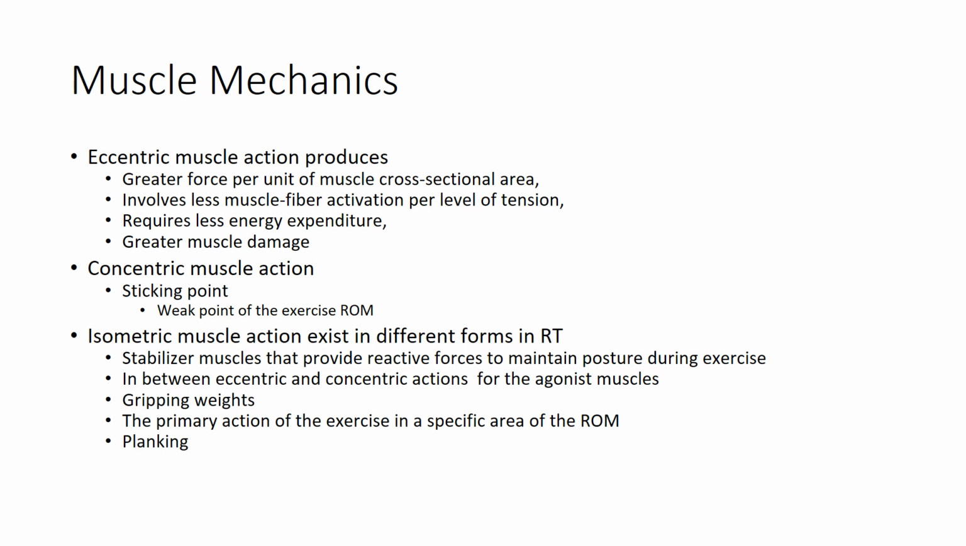a range of motion. You'll have isometric muscle actions when gripping weights, or as the primary action of the exercise in a specific area of the range of motion. You may do isometric holds, say for the squat. That's going to be your wall squats, at the 90-degree angle. And probably the most popular isometric muscle action for resistance training is planking, and this is going to affect your core and your stabilizers around there.